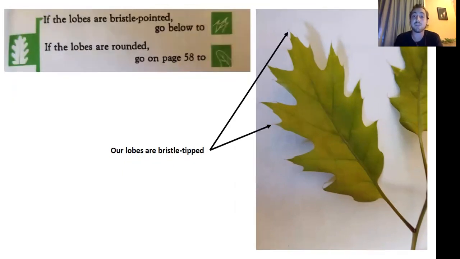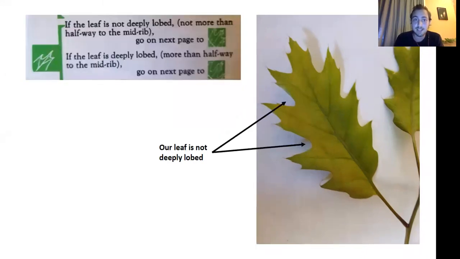Or it asks for the bristle tip. So you can see these tiny little hair-like structures that extend beyond the margin of the leaf. Those are our bristles. And because our lobes are bristle tipped, we will go below to that picture, where it asks if our leaf is deeply lobed or not. And when it refers to deeply lobed, it means more than halfway to the midrib. So from this lobe, this sinus does not go more than halfway towards the midrib. So we would say that our leaf is not deeply lobed. A leaf that would be deeply lobed would be our pin oak, which has the sinus almost go all the way to the midvein, that primary vein.